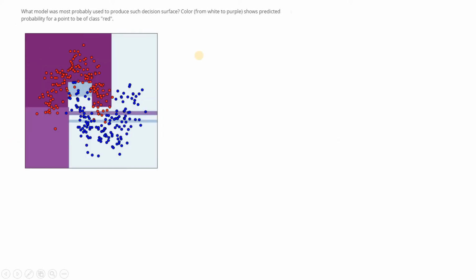Coming to the next question: what model was most probably used to produce such a decision surface? Color shows the predicted probability for a point to be class red. Options are linear model, KNN, random forest, decision tree. The correct answer is decision tree, obviously, because the decision boundaries are parallel to the axis, Y axis or X axis. So it should be decision tree.